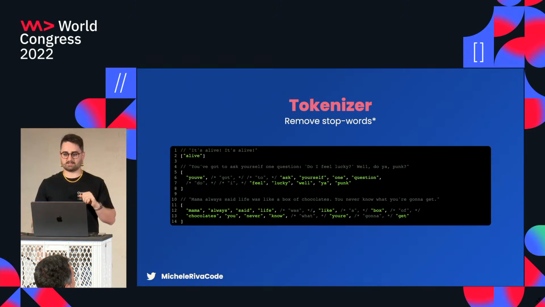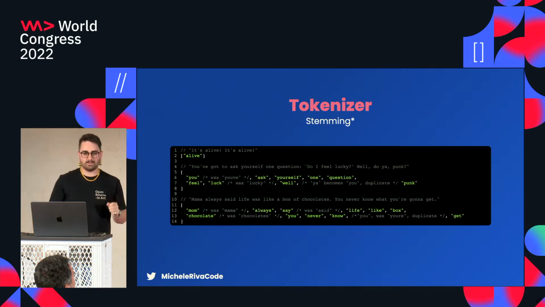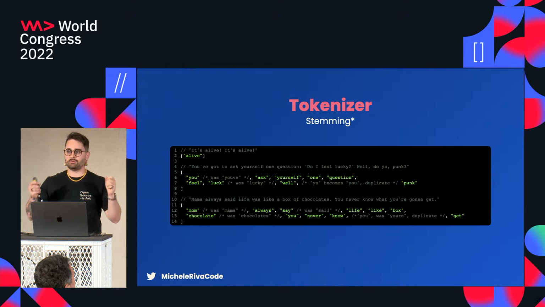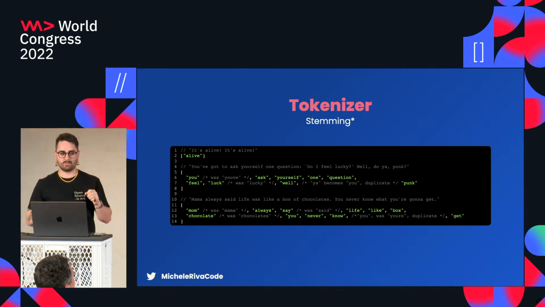After we tokenize, we proceed with stemming. Stemming is the procedure of reducing individual tokens to their stem. So for example, if we have "lucky", we stem it to "luck", because we want to avoid duplicates. If I store "lucky" and "luck", they have the same meaning, basically. So we want to store them once.